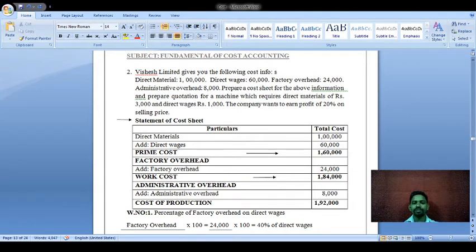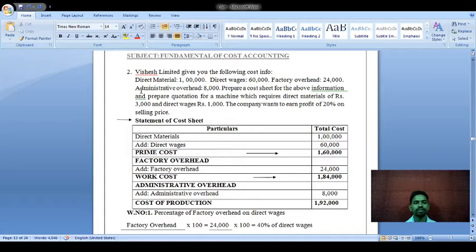Hi everybody. In the previous session we saw the problems on quotation and estimation. We already solved one problem. I hope all of you understood that. Now, in this session, we will solve the second problem on quotation and estimation.